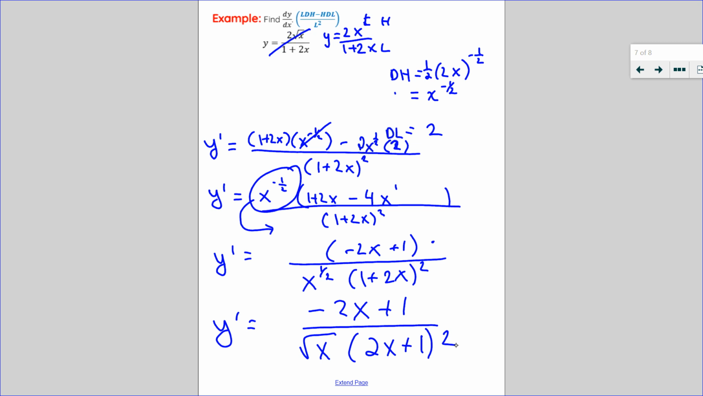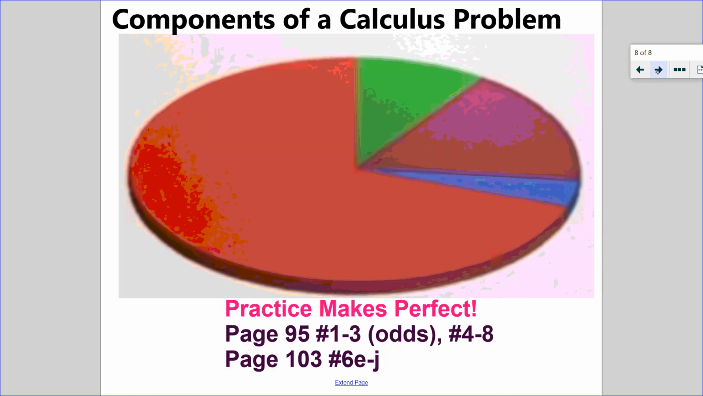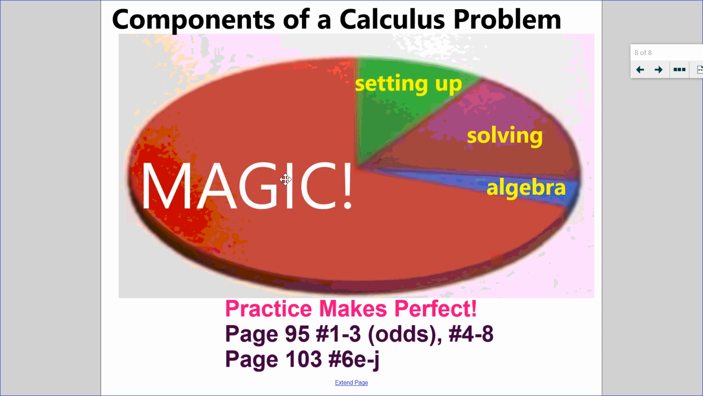So to end the quotient law, I just want to review again with you the different parts of a calculus problem. So the first part of a calculus problem is, of course, the setting up stage. The second part of a calculus problem is the solving, which involves a considerable amount of algebra. But the biggest part of solving, or the component of a calculus problem, is in fact magic.